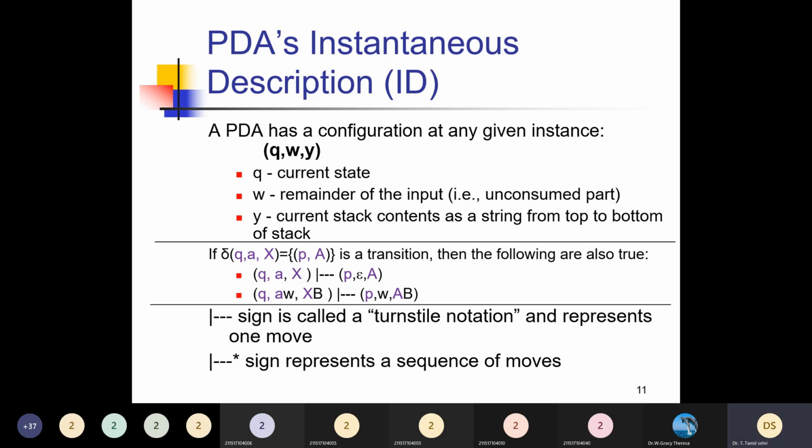And then the next one, q, aw. What is a? a is the first symbol of the string, and w is the remainder of the input, comma x comma b. The ID for this particular transition function is p, w, ab. So while writing the instantaneous description, we are using one symbol. This particular symbol is called the turnstile notation, which is used to represent the instantaneous description of a PDA.